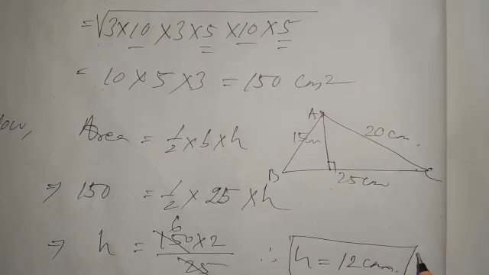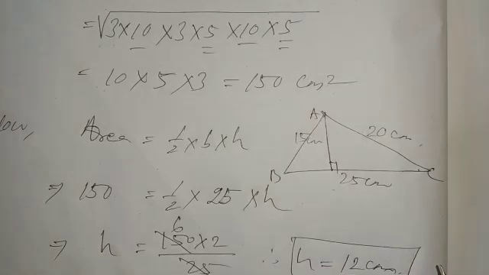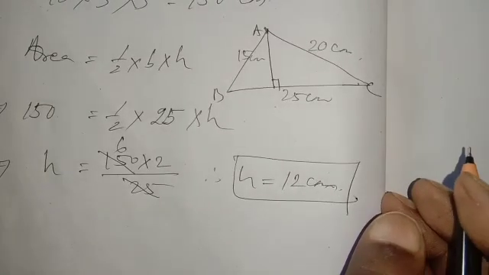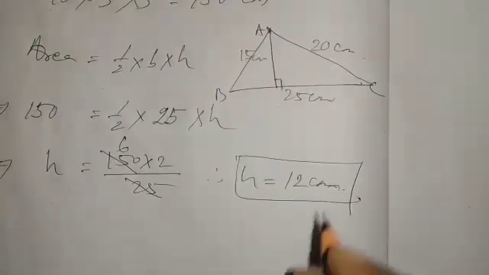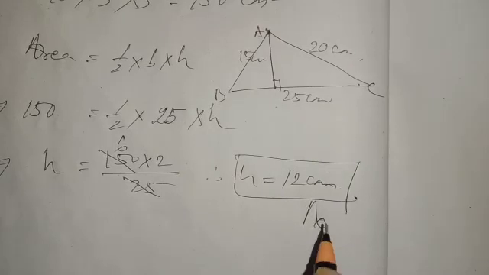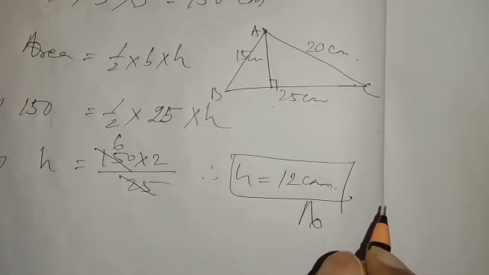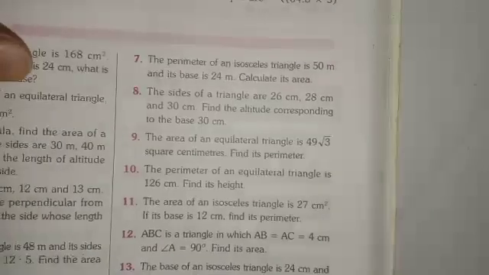The length of the perpendicular drawn from the opposite vertex to the longest side is 12 centimeter. Okay, this is the answer of number 6. In this way, 2 questions completed. Let us go to the next one. Let us see question number 7.